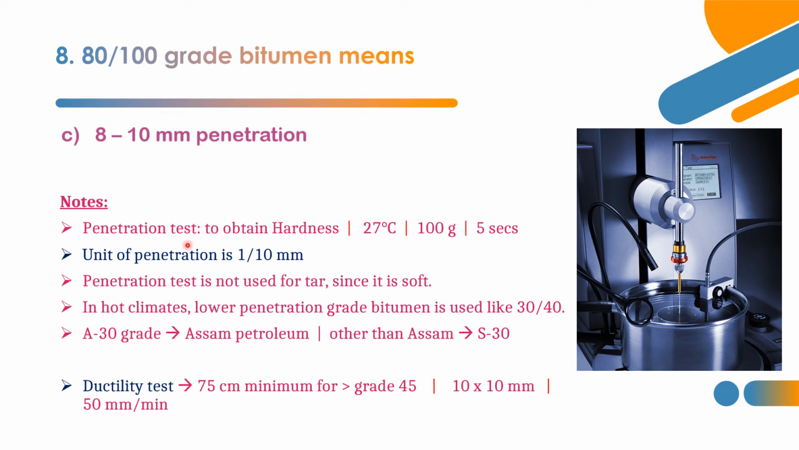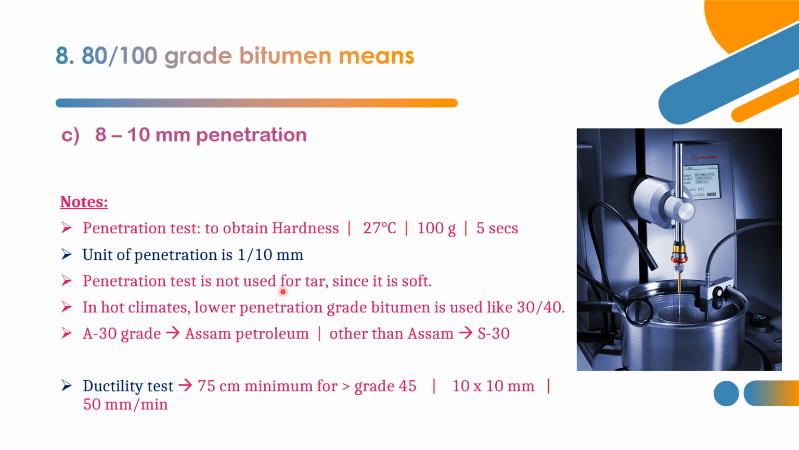So the bitumen penetration test is to obtain the hardness. The parameter is the hardness. For obtaining the hardness value, we perform the penetration test, and this test shall be performed at 27 degrees Celsius, with a weight of 100 gram, and 5 seconds of time will be taken for penetration. If that penetration is 8 to 10 mm, we can grade that bitumen as 80/100. If it is 30/40 like this, then the penetration value is 3 to 4 mm. This is the basic gradation.